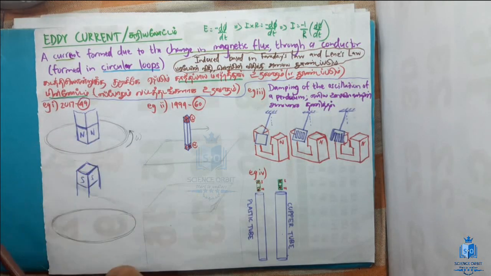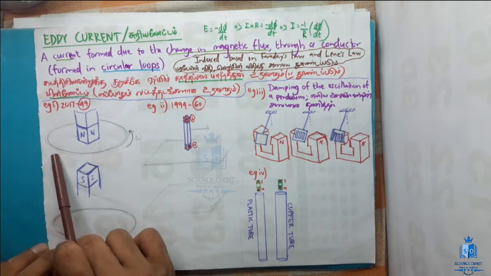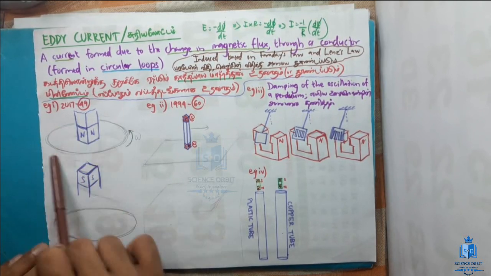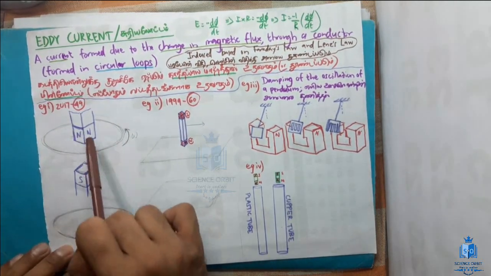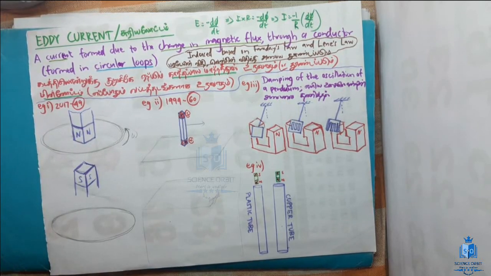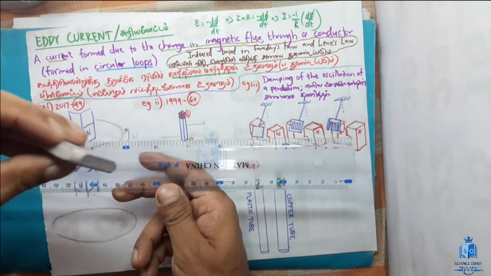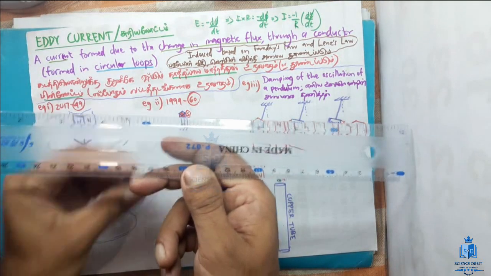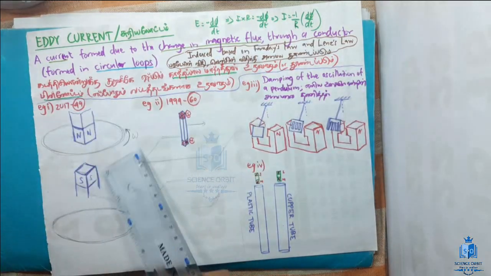The first question I have chosen is from a very recent year, 2017, 49th question, where there is this metal disc. It is rotating in this direction, and they have kept a magnet like this. Okay. So I hope you can understand this diagram. The disc is like this. All right. And the north pole is above the disc. The south pole is below the disc. North pole above, south pole below. That is how I have drawn here.